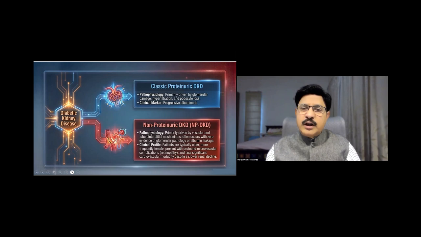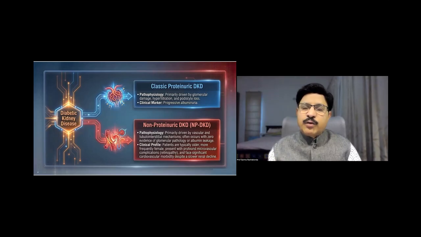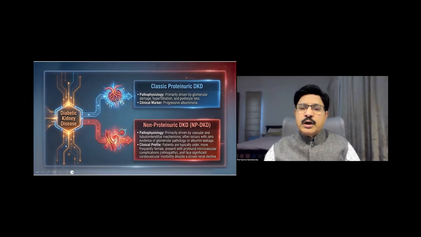Glomerular disease is in the proteinuric people. Here it is the proximal convoluted tubule and the tubulointerstitial mechanisms, often occurring with zero evidence of glomerular pathology. There is no glomerular pathology, there is no albumin leak, there is no basement membrane thickening, there is no mesangial hypertrophy, there are no Kimmelstiel-Wilson nodules, but the patient has nephropathy. Why? Because of the vasoactive tubulointerstitial mechanisms.